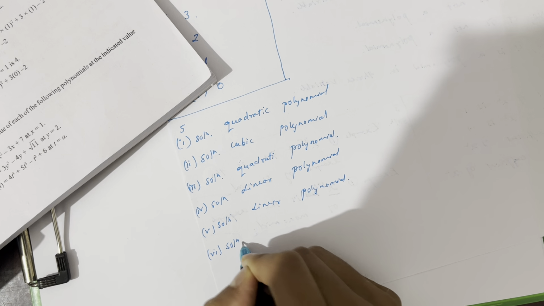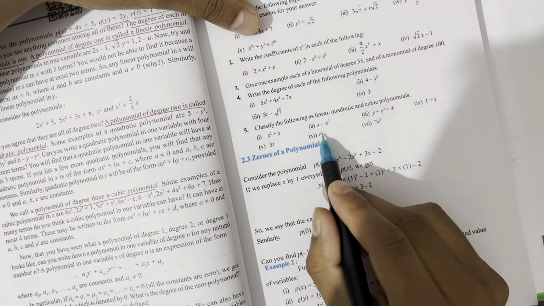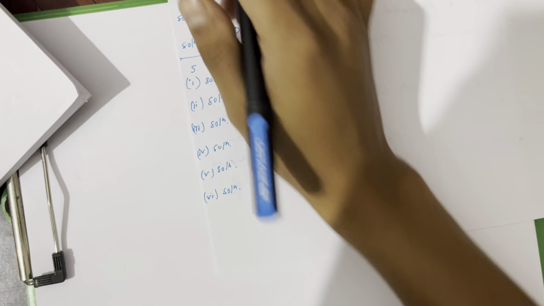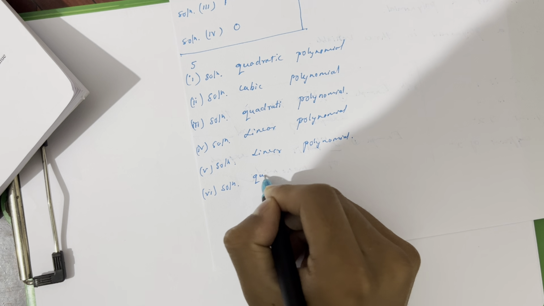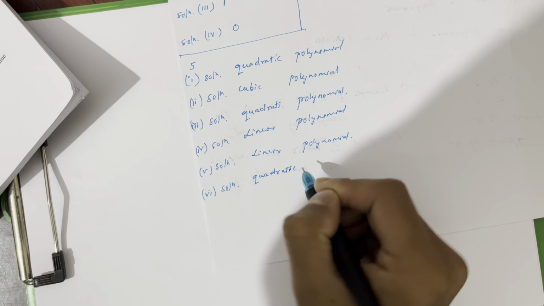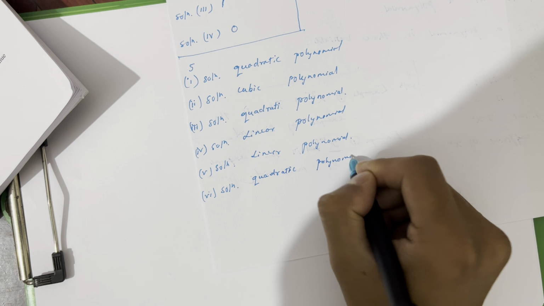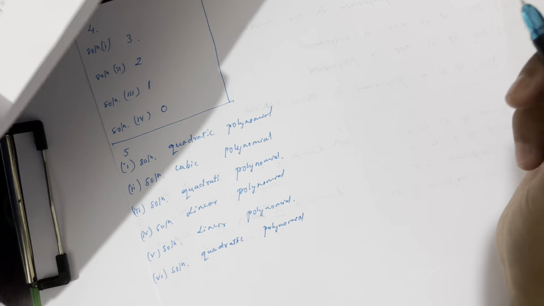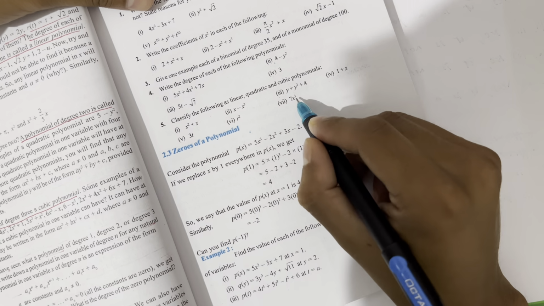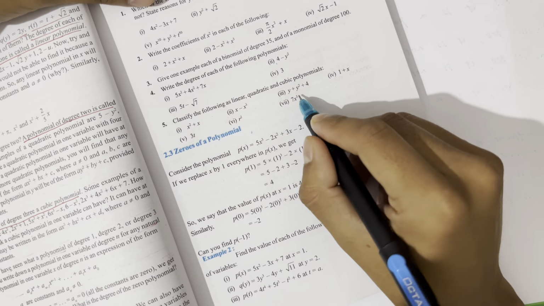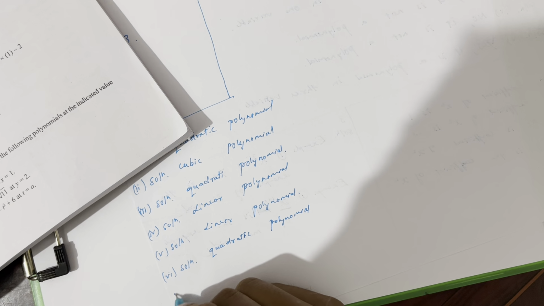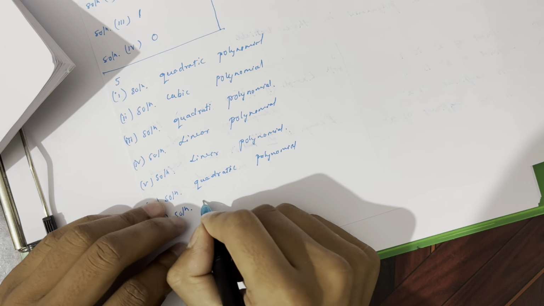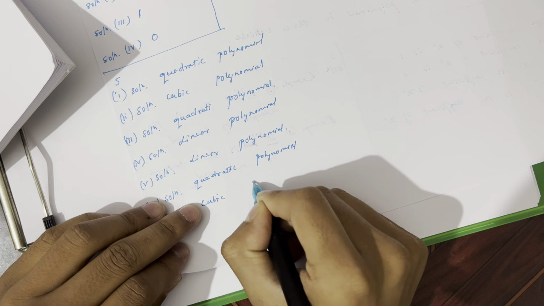Solution number 6. What is the power here? 2, which means quadratic, so here it will be quadratic. You write quadratic polynomial. Clear now? And then the last one, number 7. What is the power? 7x to the power 3. This is a cubic polynomial. Number 7 solution, it is a cubic polynomial, right?